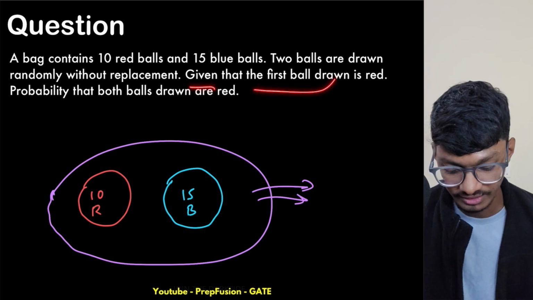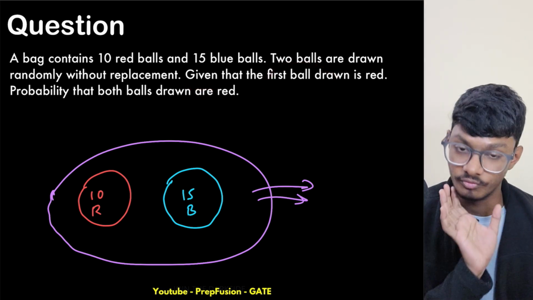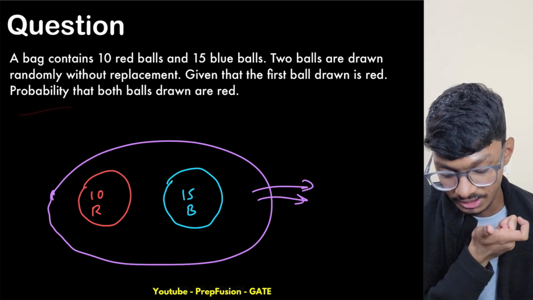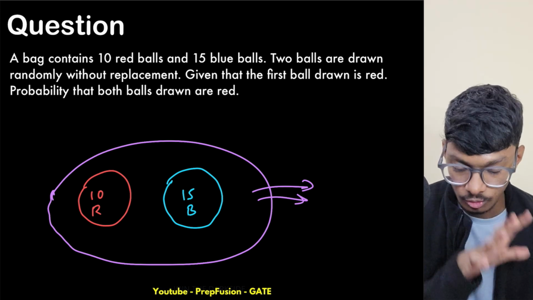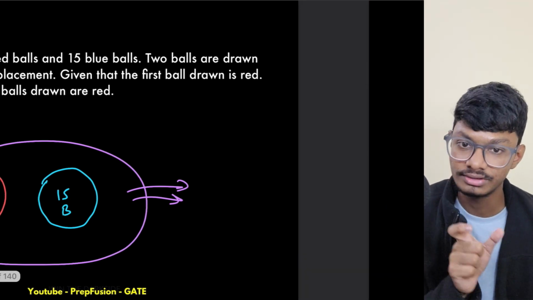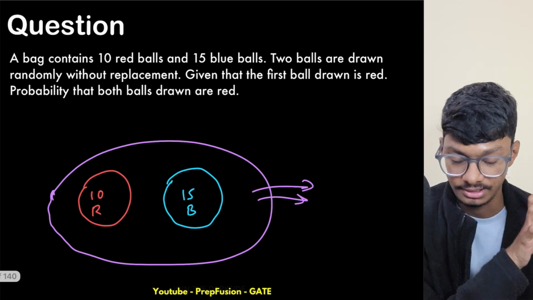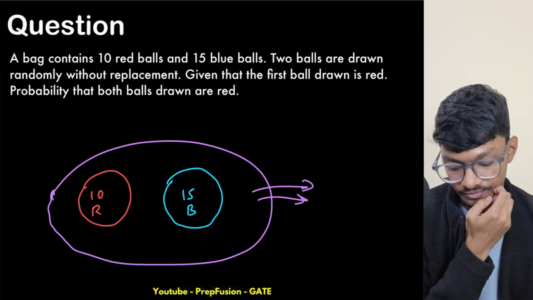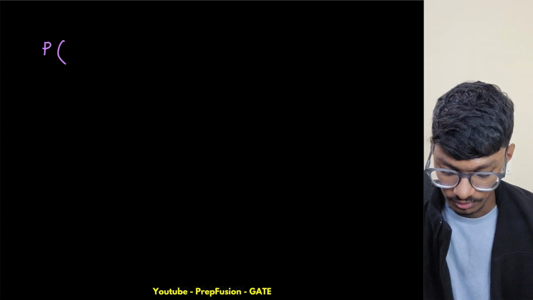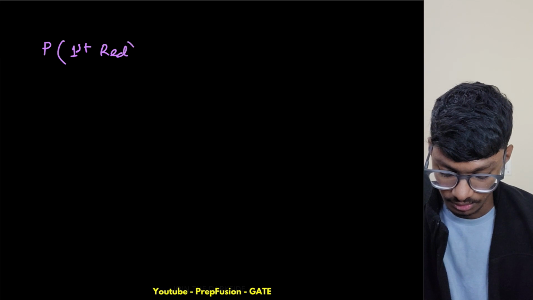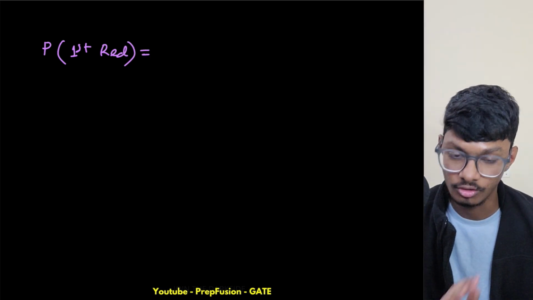It is given that the first ball drawn is red. We need the probability that both balls drawn are red. There are two ways in which you can do this. It is given that the first ball drawn is red. What is the probability that the second ball drawn is also red? If the first ball is red, then the second ball can be blue or it can be red. So what is the total outcome?